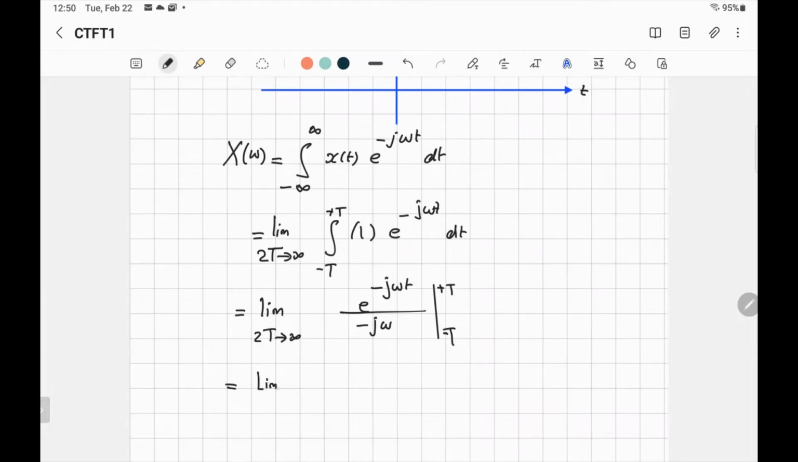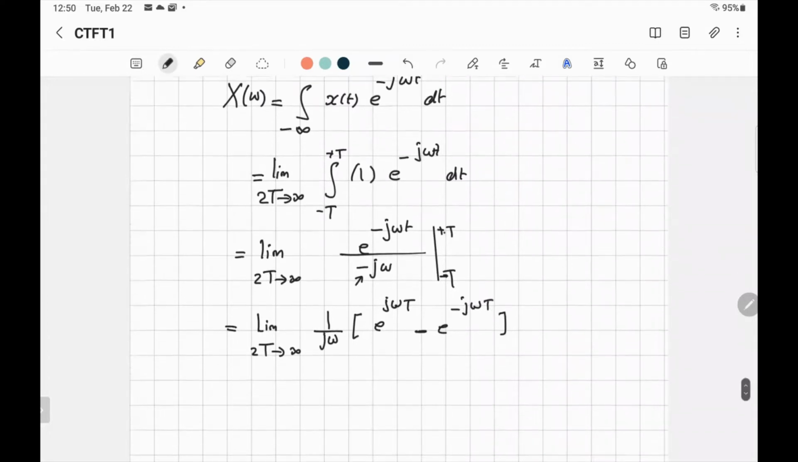So to get rid of this negative sign, I change the limits. It will be the limit when 2T goes to infinity, and then I will do 1 over j omega. I take this negative sign, and then instead of substituting by the lower limit first, I substitute by the upper value. So negative becomes positive: e to the j omega t minus e to the minus j omega t. So that's the integration.